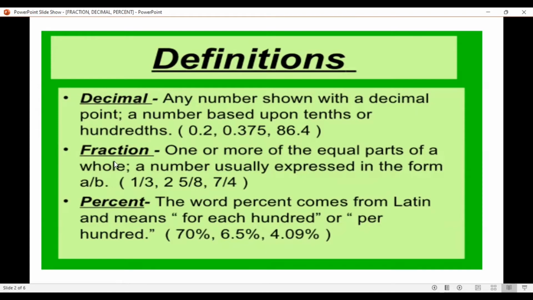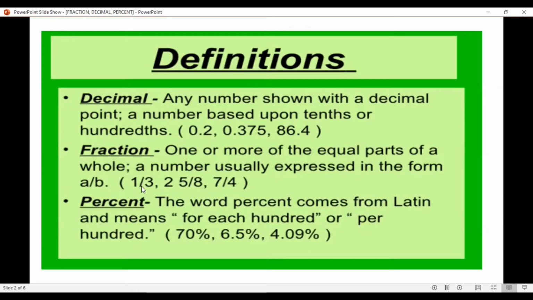So we also have what we call the fraction. It's one or more of the equal parts of a whole, a number usually expressed in the form a over b. The other term that we use for fractions is rational numbers. So we have a numerator and a denominator.